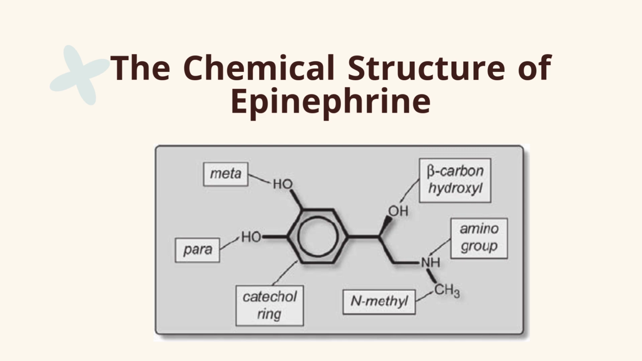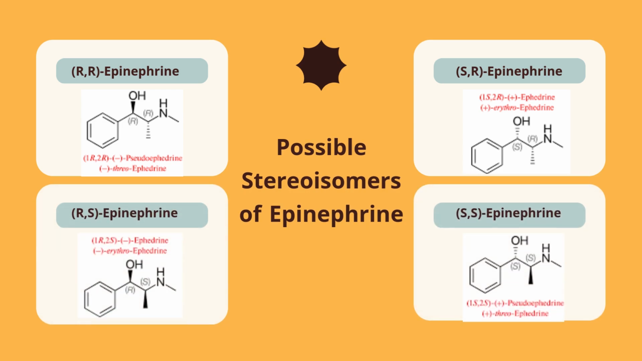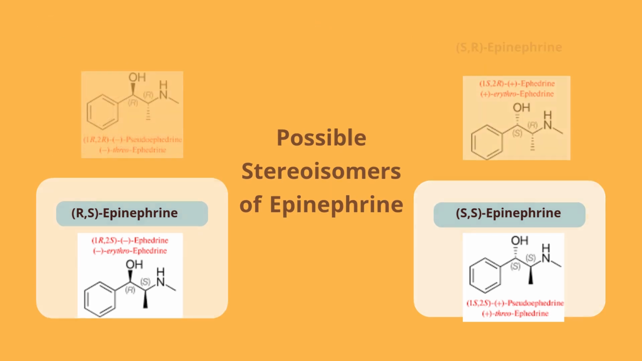These chiral centers allow for the existence of multiple stereoisomers. With 2 chiral centers, epinephrine can exist in 4 stereoisomeric forms. 1, RR epinephrine. 2, SR epinephrine. 3, RS epinephrine. 4, SS epinephrine. Each isomer has a unique 3-dimensional configuration, which can significantly influence its biological activity.